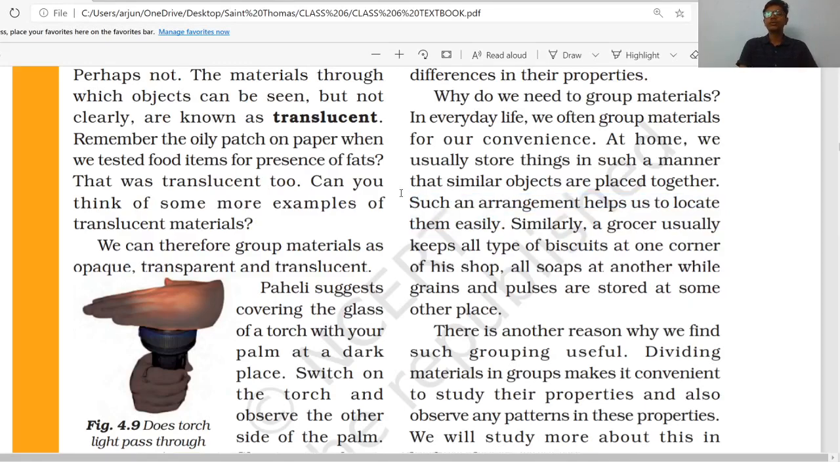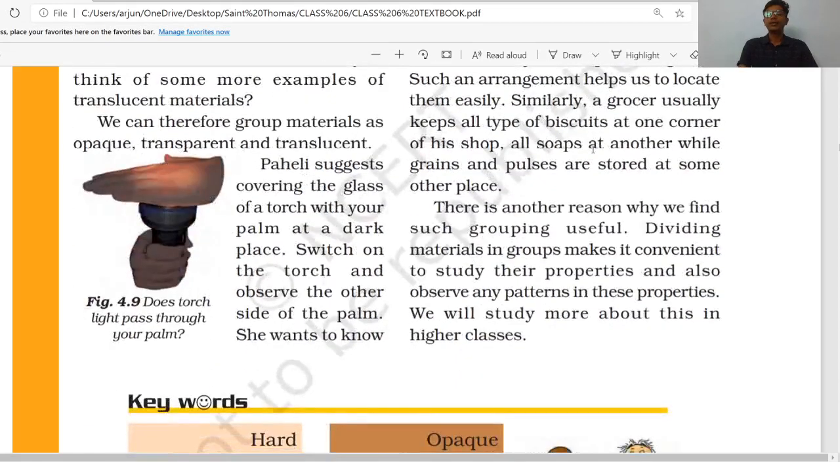Similarly, a grocer usually keeps all types of biscuits at one corner of his shop, all soaps at another, while grains and pulses are stored at some other places. There is another reason why we find such grouping useful. Dividing materials into groups makes it convenient to study their properties and also observe any patterns in these properties. We will study more about this in higher classes. So here we are ending our chapter.